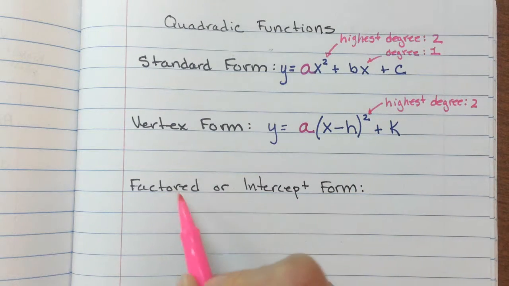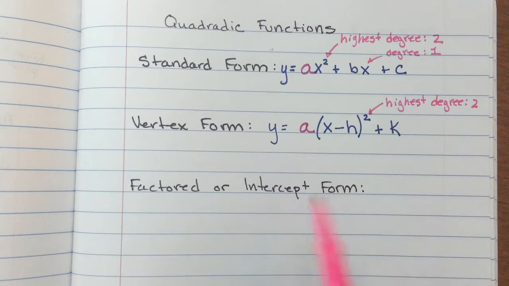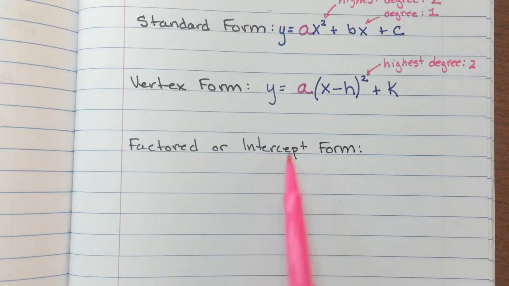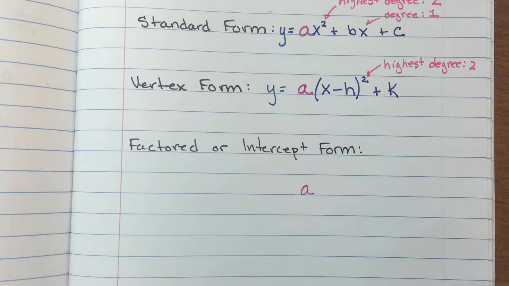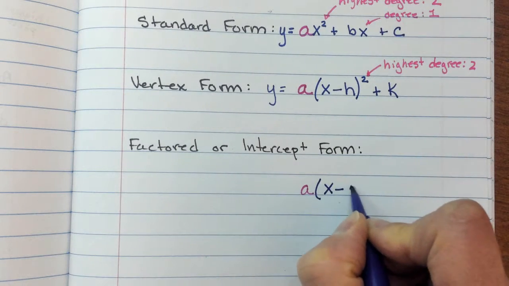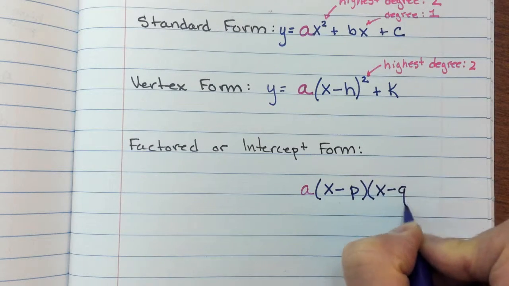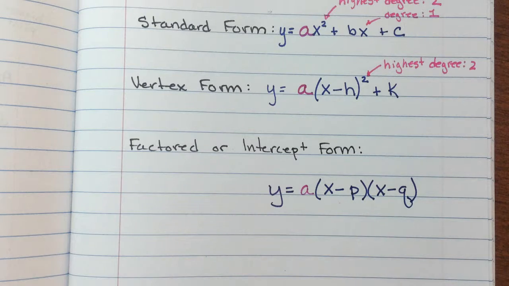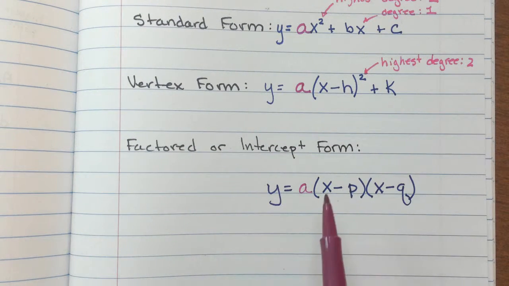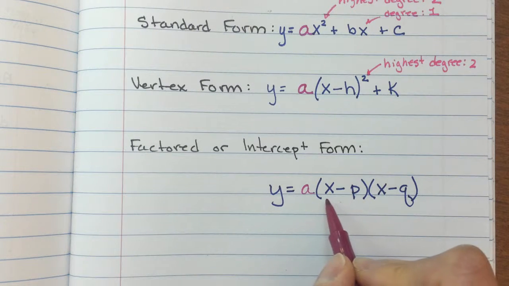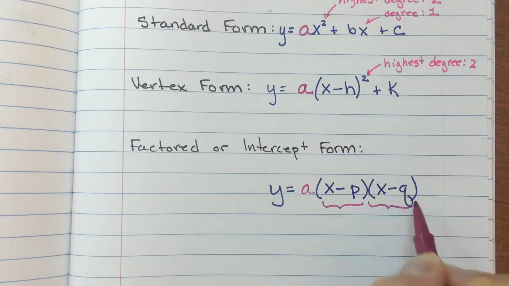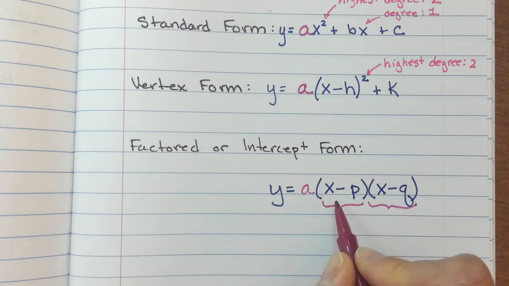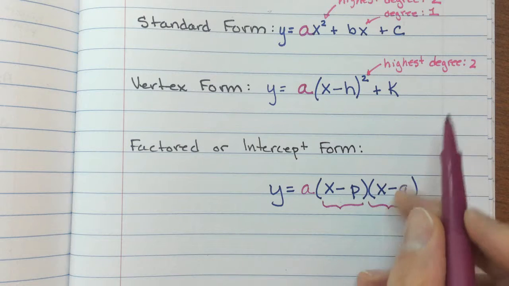The last one we're going to look at, and we're going to be working with going from standard form to factored form shortly, is factored or intercept form. So that also has an a in the front. I'll write it here. And then we have x minus p, x minus q, and again that's y equals. Okay, so right here you might be saying, but wait, I don't see a highest degree of 2. If we were to multiply these two factors together, my first term would give me x squared. So this here is still a highest degree of 2.